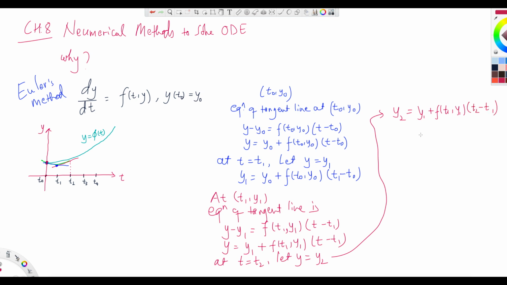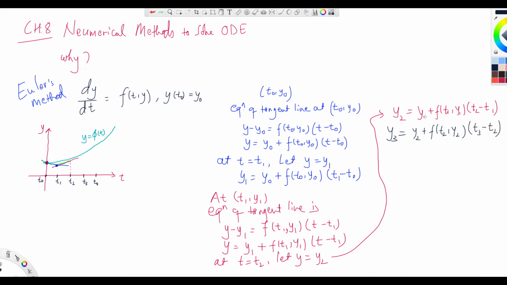You see that? Look at this pattern. If there is y1, all of them are zeros except that t1, right? If there is y2, all of them are y1, one before, and then that is t2. So if you have to approximate y3 the same way, how does y3 look? It will be y2 plus f(t2, y2), and then it will be (t3 minus t2). It will look like that.